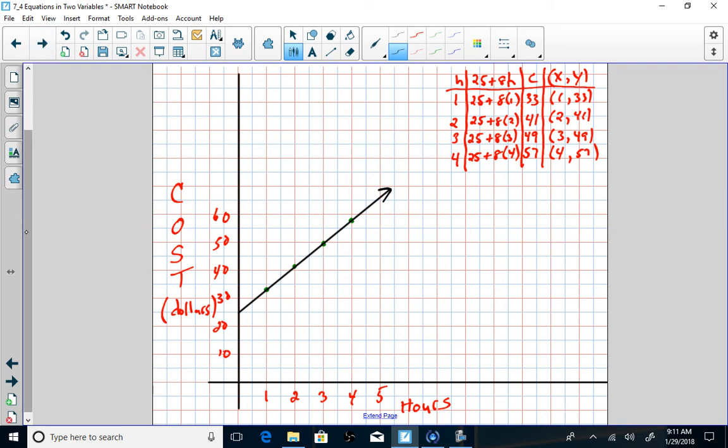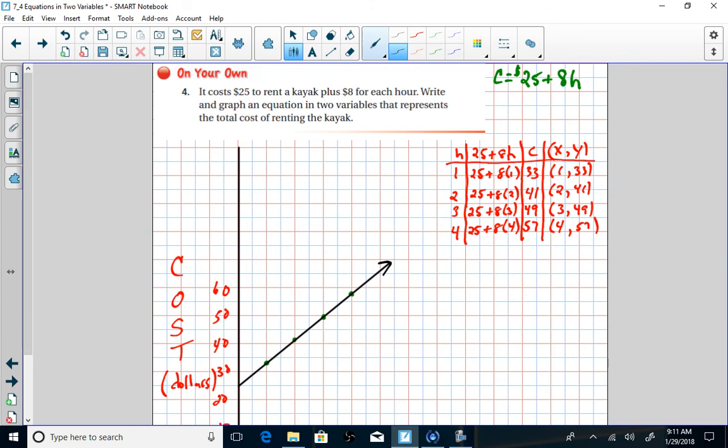Okay, so once again, let's review that. We start with the word problem. From the word problem, we write an equation that represents the situation. $25 to rent a kayak plus $8 for each hour. So the cost is equal to $25 plus 8 each. We take this equation and we use that in our table. We have our inputs. Part of our equation comes first. The output part of our equation is our third column. The last column is our ordered pairs, and we use those ordered pairs to graph. Okay, let's go on.